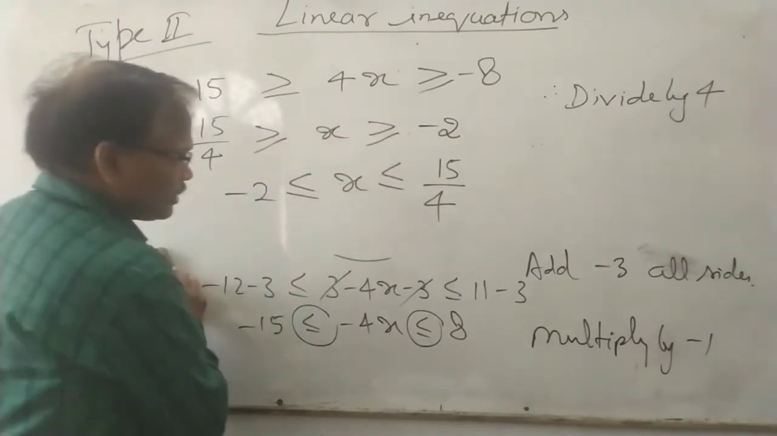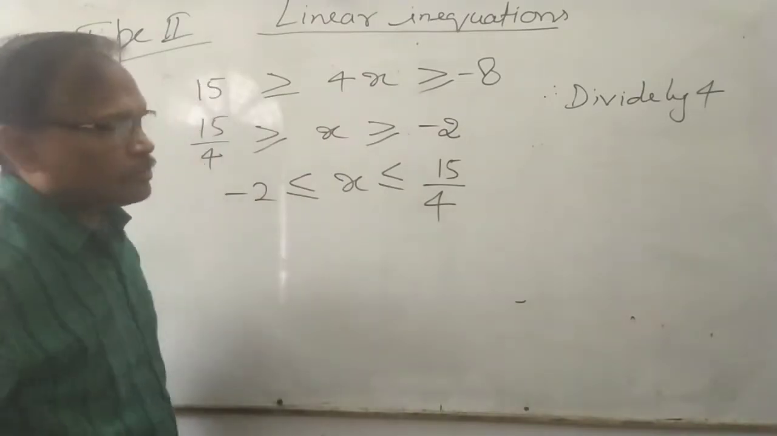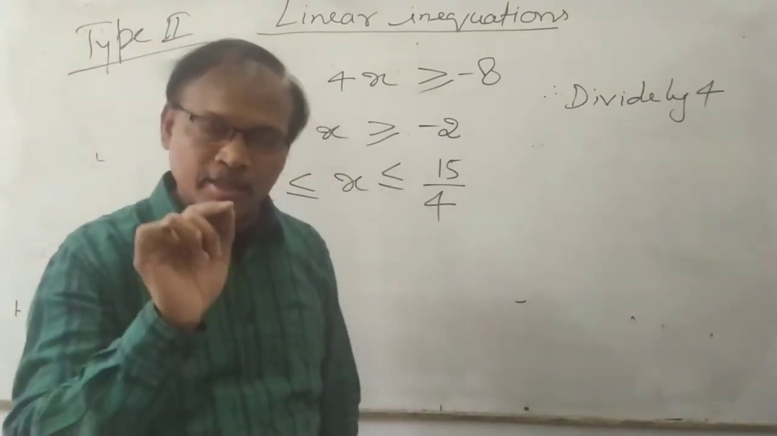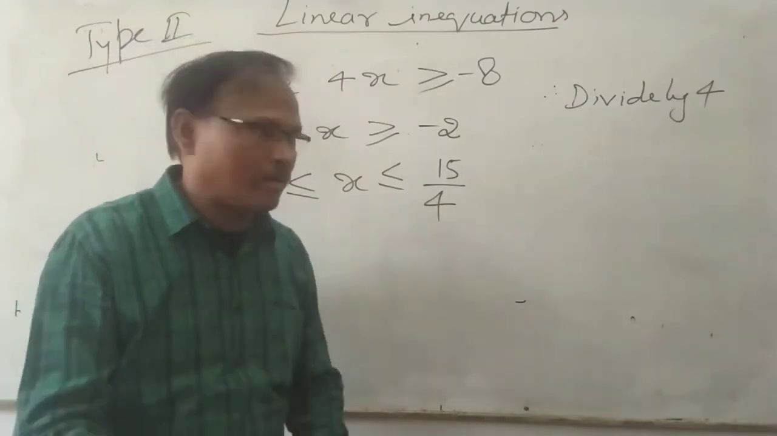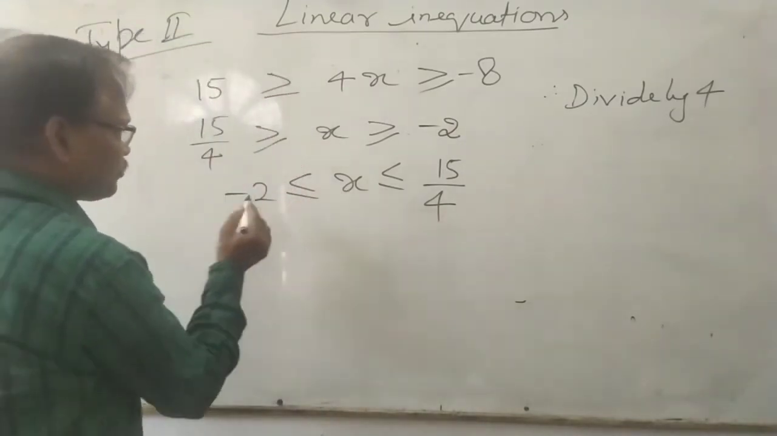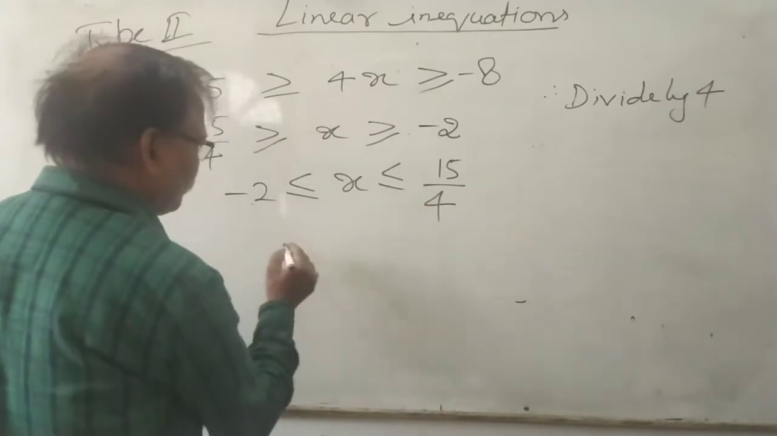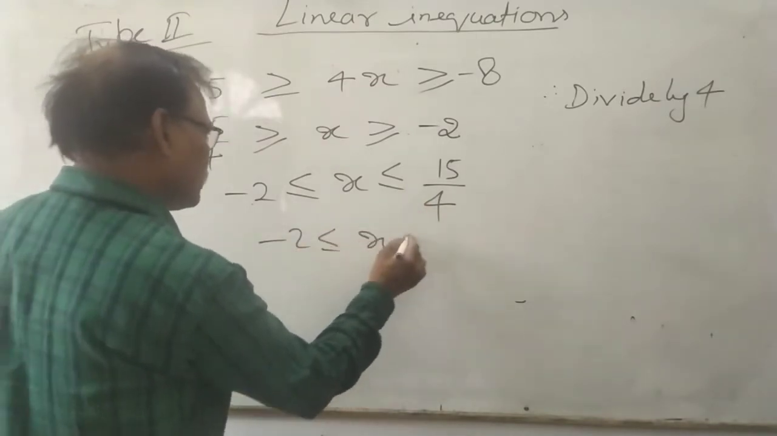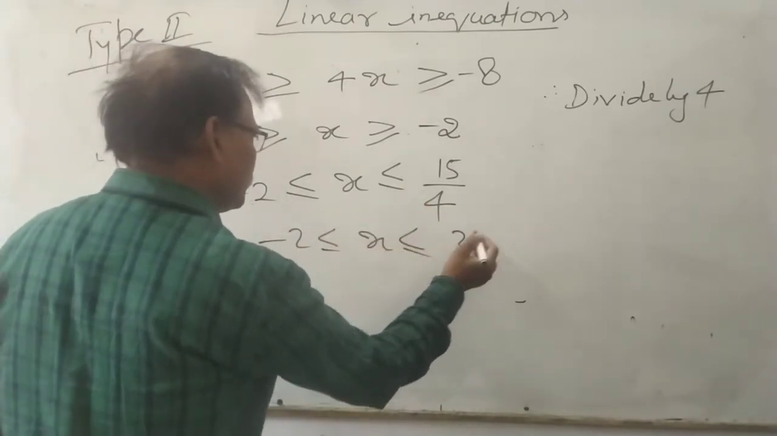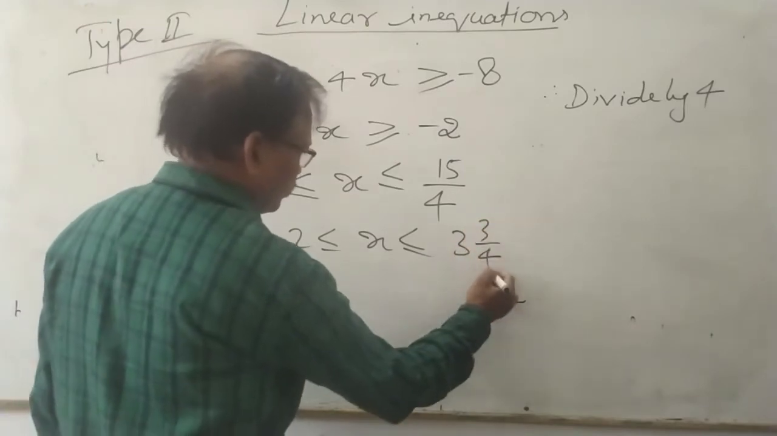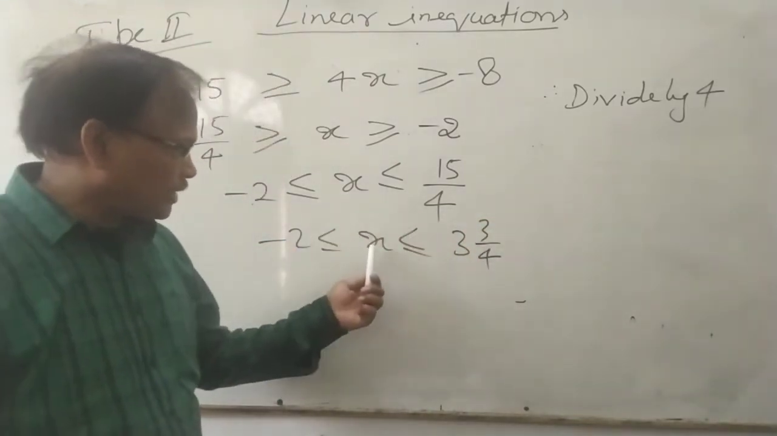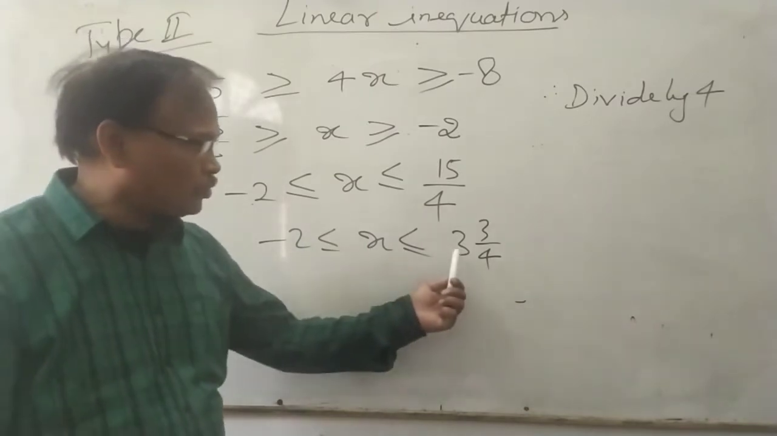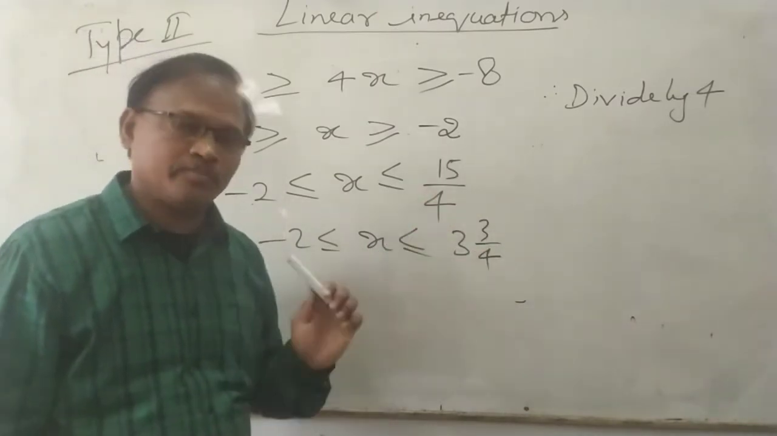Now the question is there that x belongs to natural number. You have to write only the numbers which lies between minus 2 and 15 by 4. You can write this one 3 whole 3 by 4. This. It means what is the meaning of this? X lies between minus 2 to 15 by 4.